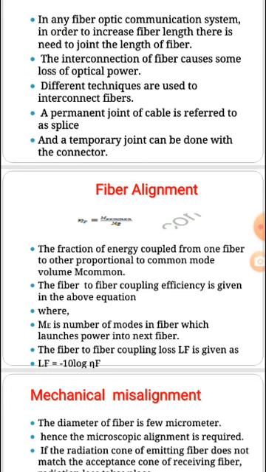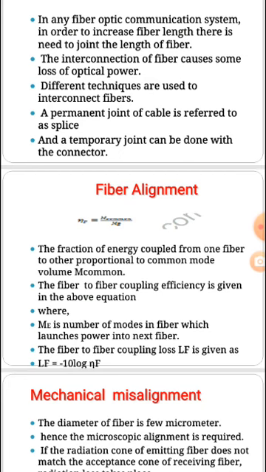And the fiber to fiber coupling efficiency is given in the above equation, the equation which I said, NF is equal to M common by ME, where ME is the number of modes in the fiber which launches power into the next fiber. ME is very important. The number of modes is very important, and there is a dominant mode, and other modes also.